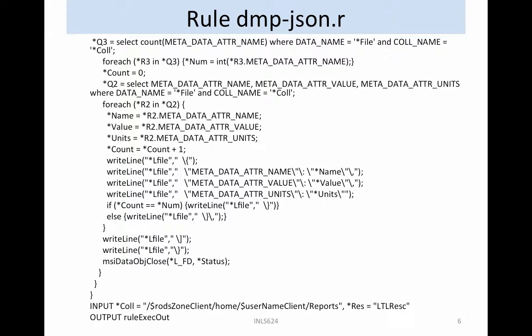A query is constructed to retrieve all of the metadata attributes for each file. The rule loops over the returned metadata values, writing the metadata in the JSON format into file.json. The process is repeated for every file in the *call collection.